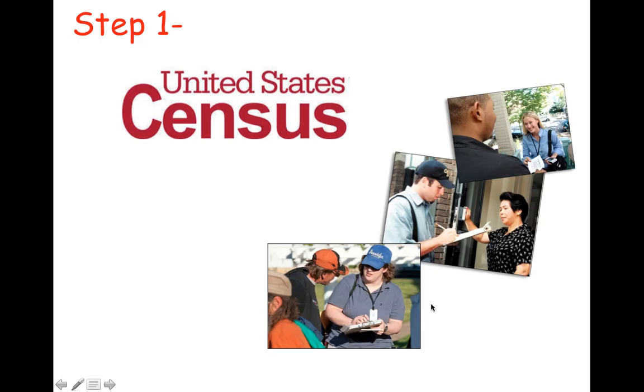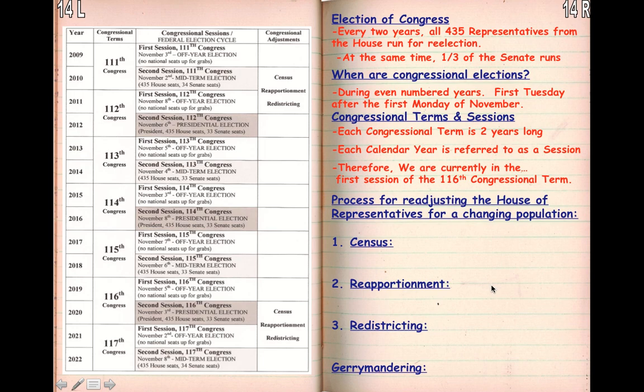So first we start off with a census. A census is every 10 years we count the total population and figure out how many people live where. The census should be out already, or it's coming out here soon. And it's a very in-depth snapshot of what our country looks like.